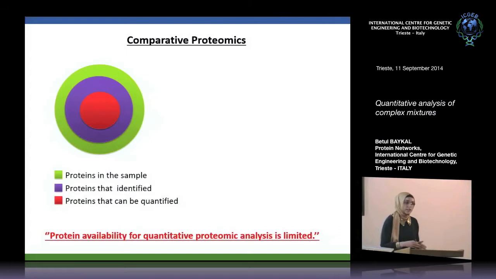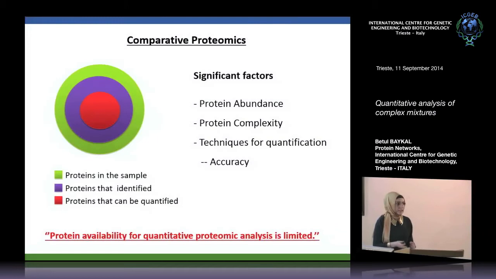So besides getting increased identification, I also wanted my protocol to work well in comparative studies. But the problem with comparative studies is, okay, you can check this scheme. This is showing the proteins in the sample, and this is the proteins that can be identified with the current techniques. And this is the proteins that can be quantified. The factors that were important in identification also apply here, like protein abundance and complexity, but techniques for quantification and their accuracy also matter.